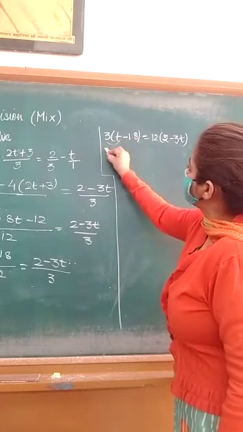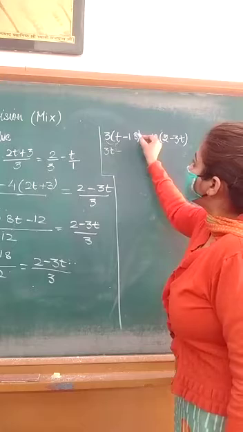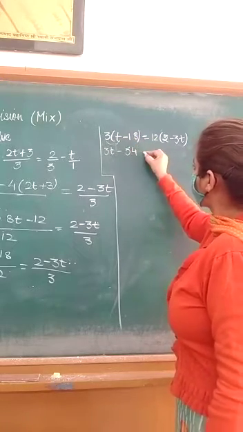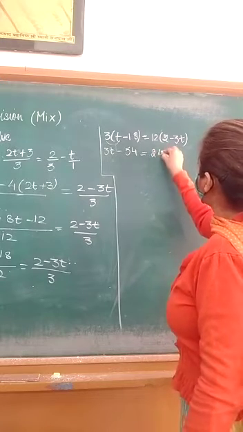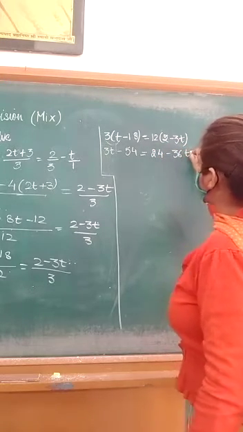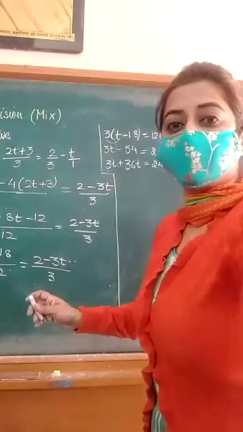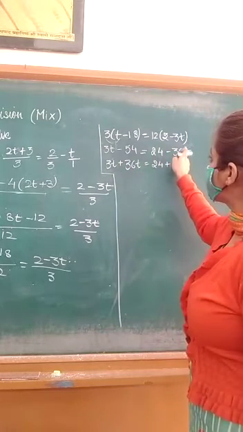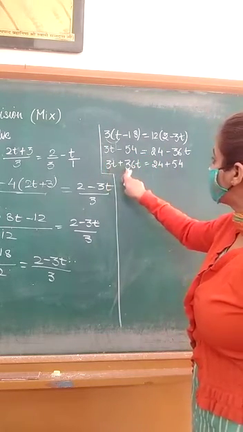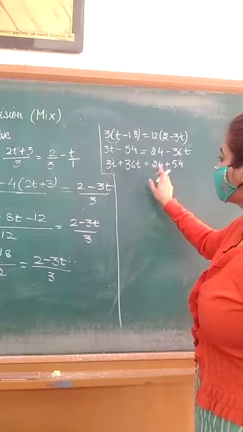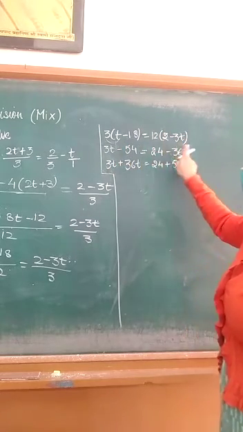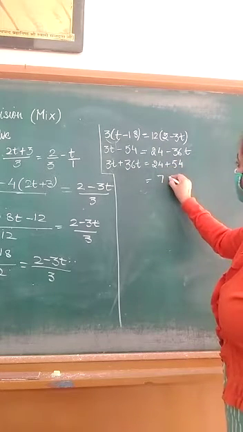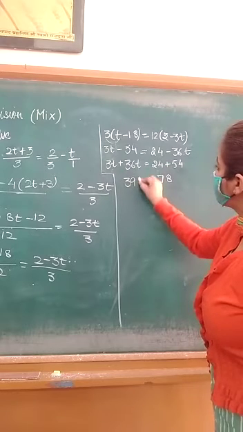When you multiply this, it will give you 3t and 18 into 3 will give you 54, equal to 24 minus 36t. Now collect the like terms. This minus 36t, when you take it on the left hand side, the sign will change. 24 you have written on the right hand side, this minus 54. When you take this to the right hand side, it will become plus. Add them, that will give you 78. This will give you 39t.